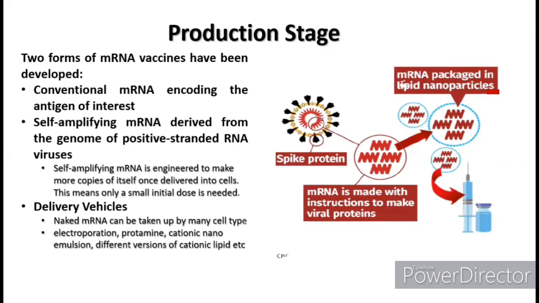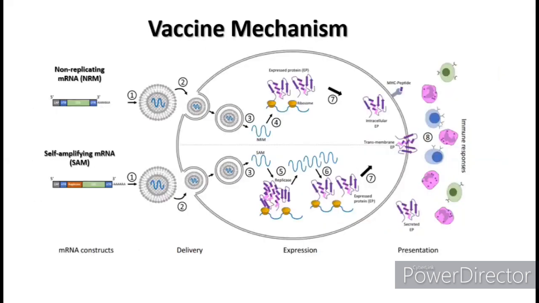For the delivery vehicle, sometimes naked mRNA can be taken up by the cell, but generally lipid nanoparticles or other types of particles are used as a delivery vehicle. As we know, RNA vaccines use mRNA inside a lipid membrane. Looking into steps 1-2, we can see that this fatty cover both protects the mRNA when it enters the body and also helps it to get inside the cell by fusing with the cell membrane.